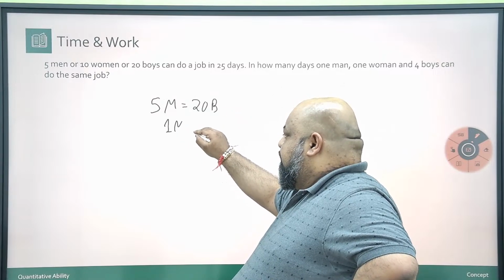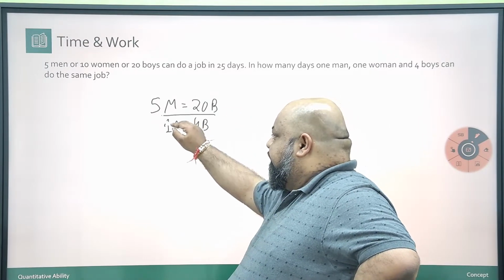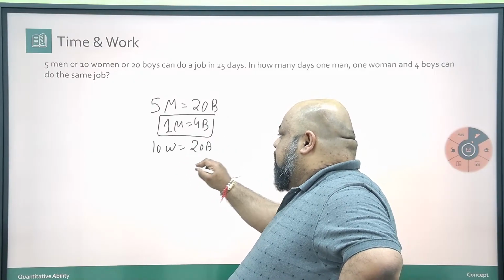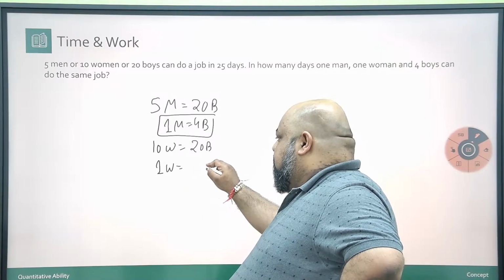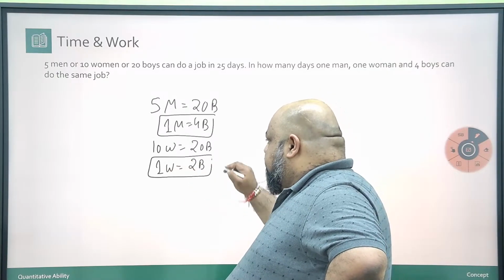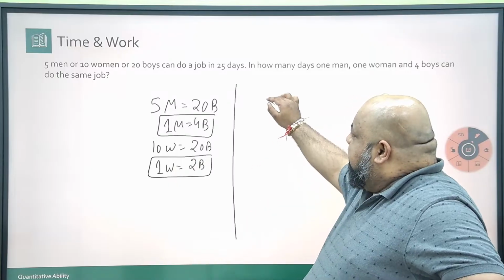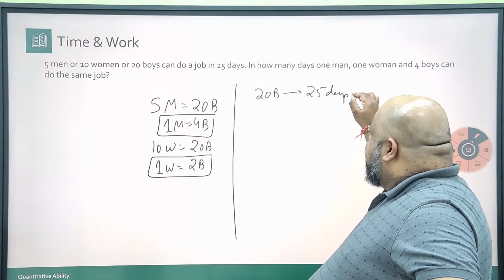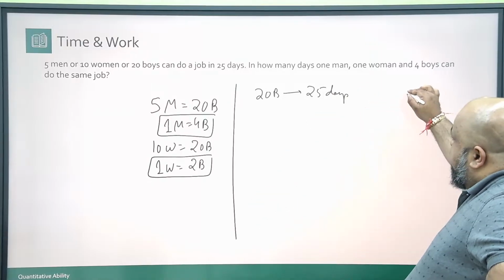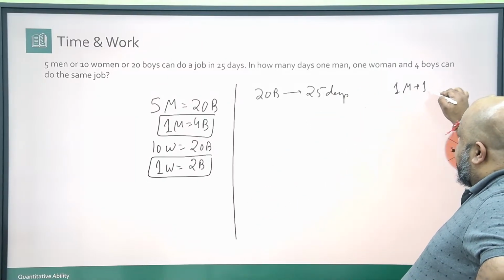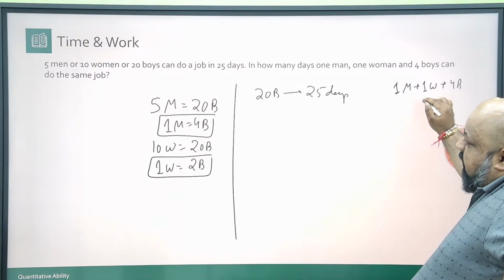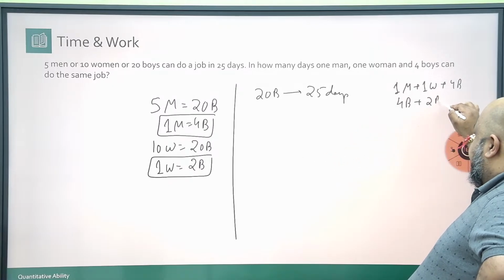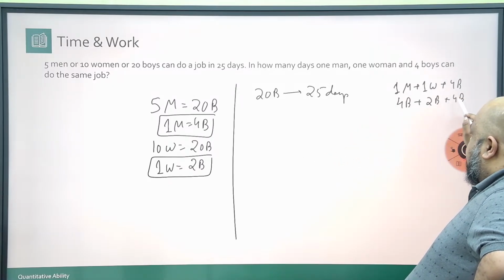मतलब 1 man is equal to 4 boys. एक तो ये आ गया. Also 10 women is equal to 20 boys. तो 1 woman is equal to 2 boys. एक ये आ गया. अब हमें बोला है 20 boys do the work in 25 days. क्वेश्चन में पूछा 1 man plus 1 woman plus 4 boys. 1 man is equal to 4 boys निकालना है मैंने. 1 woman is equal to 2 boys. और देखो 4 boys तो 4 boys ही रहेगा. तो 4 4 8 और 10.